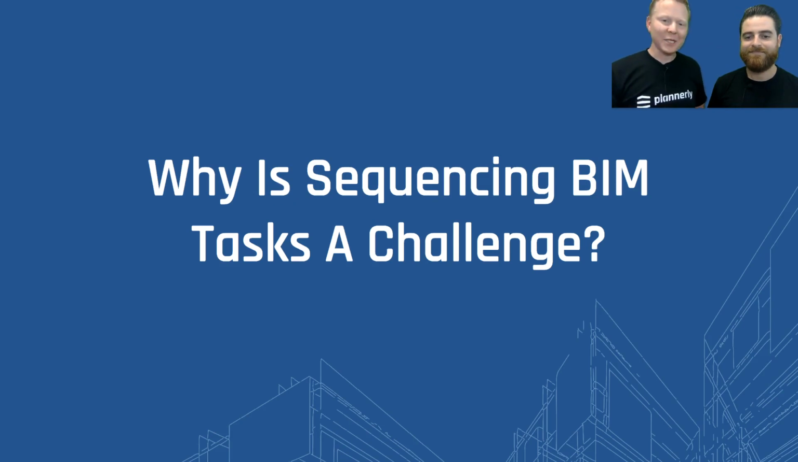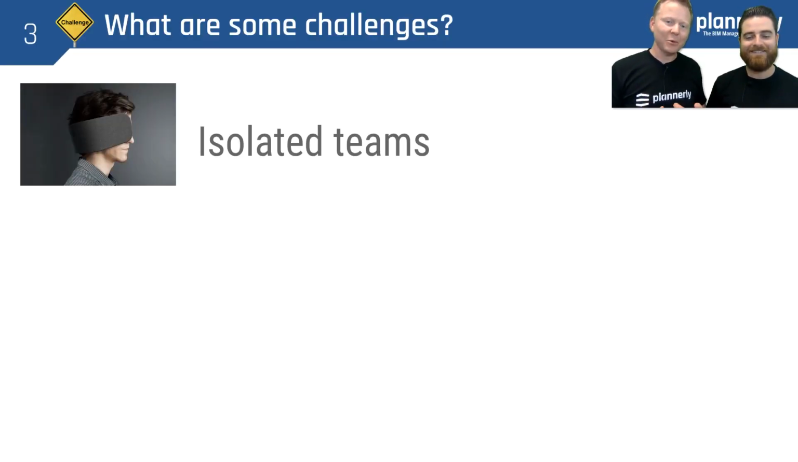So why is sequencing the BIM tasks such a challenge? Good question. Well, sometimes we have isolated teams that are modeling their own scope, and it's very difficult to understand and to influence other people's scope. Well, we all know we're not all in the same office. Yep, and you wear blinkers, and it's difficult to have that understanding and know that that's influencing or affecting your own work as well.